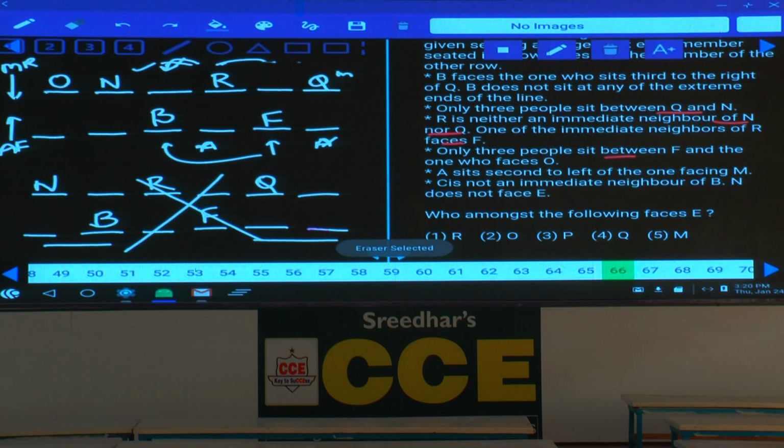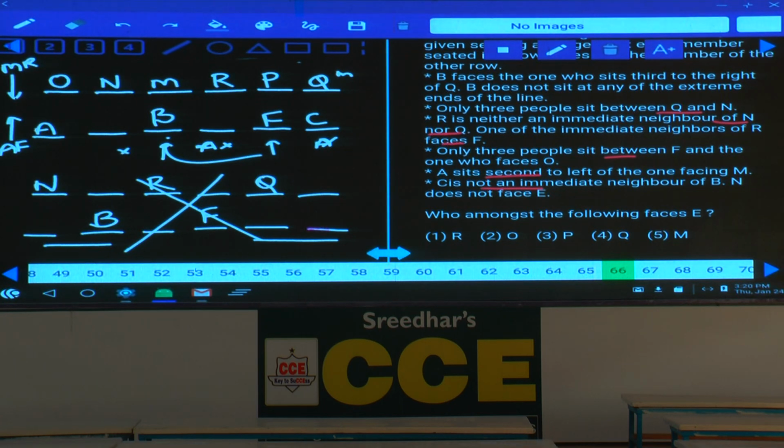As M cannot be here, what is the only possibility? M must be in between N and R. M is here, opposite to M is B. Now A is seated second to the left hand side of B, that is A is at the corner. Then in the first row, who is the person left over here? P is the person left over. And in the second row, A sits second to the left of the one who is facing M. C is not an immediate neighbor of B and C cannot be in these 2 places, hence C must be to the immediate right hand side of F.